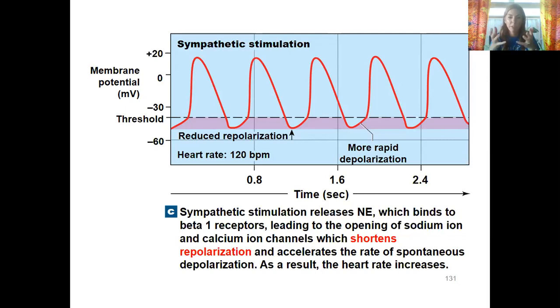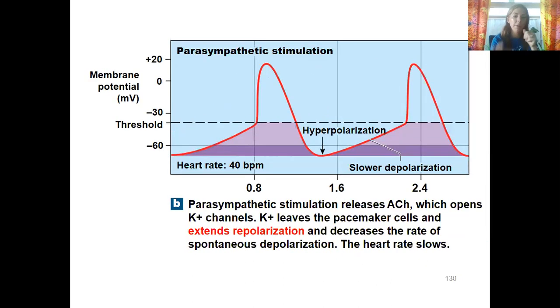So the big forest picture is, if we're talking about parasympathetic stimulation, we're talking about acetylcholine and potassium channels. Potassium is going to extend repolarization time. As it extends repolarization, it's going to decrease the rate of spontaneous depolarization. Extend repolarization, decrease the ability to have that spontaneous depolarization.